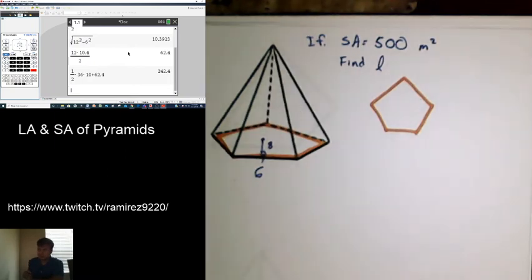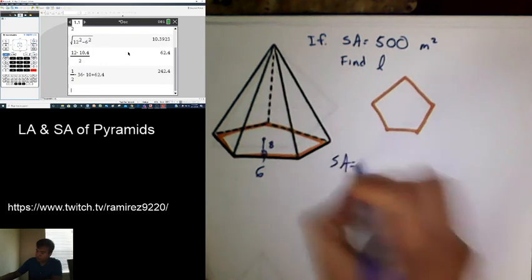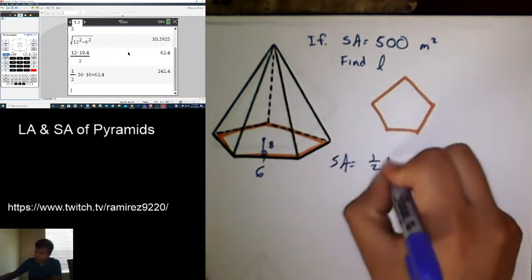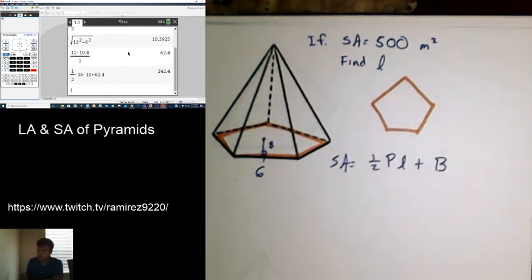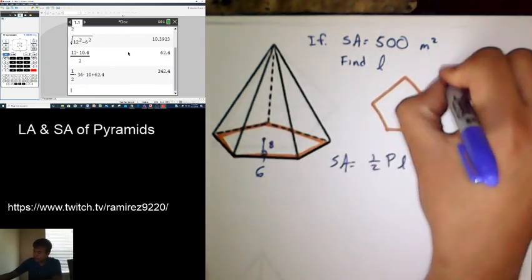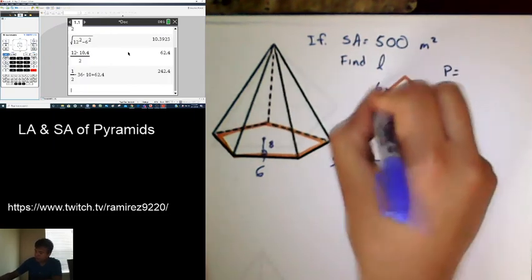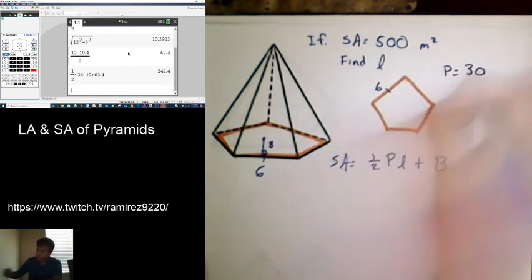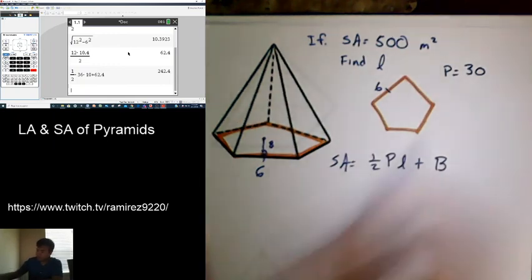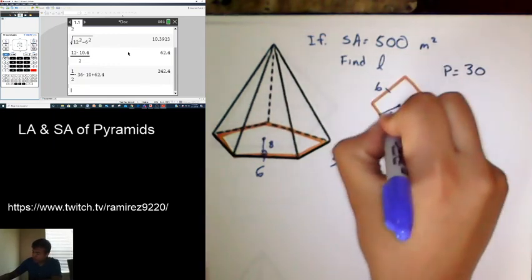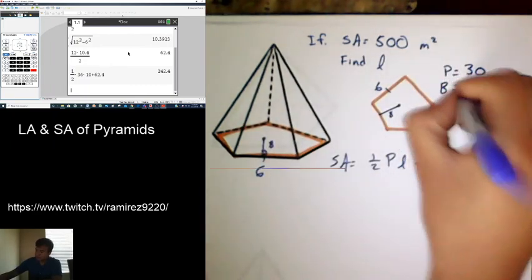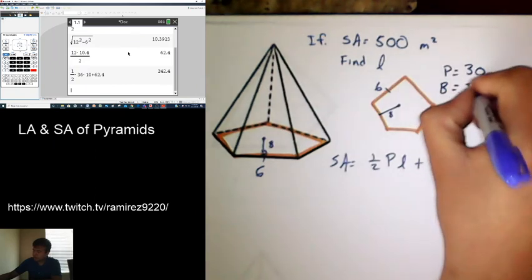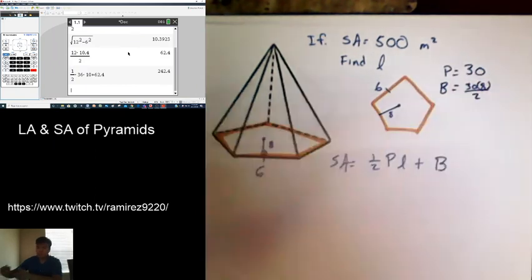So first you look at the picture and you're like, oh, it's a pyramid, surface area. I know that surface area is 1/2 P times L plus B. In my pentagon, I can easily find my perimeter. If each side is 6, my perimeter is 30. I can easily find my area because we were given our apothem and now we know our perimeter. So our area, which is B, is basically 30 times 8, in this case, divided by 2.